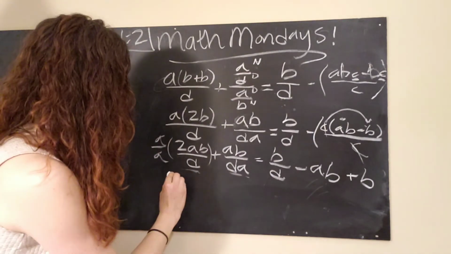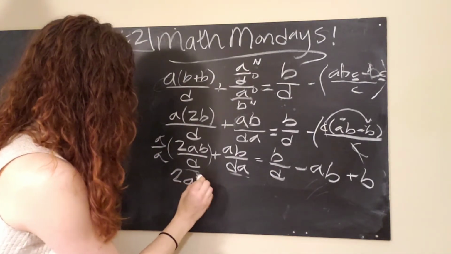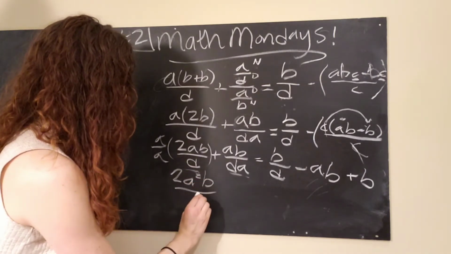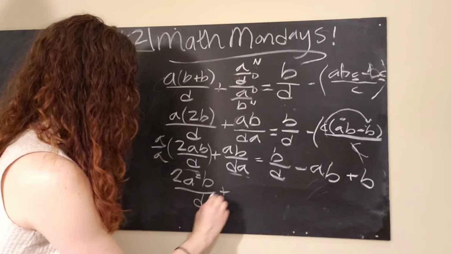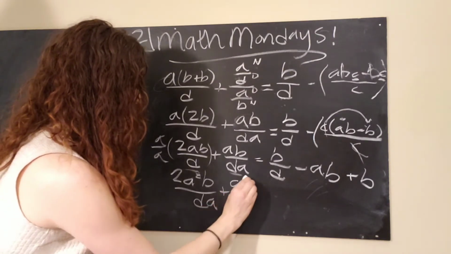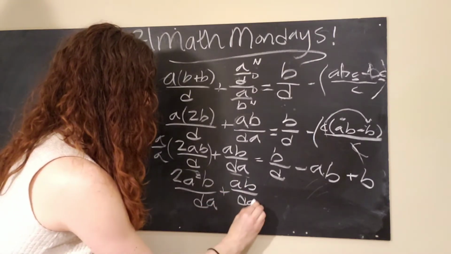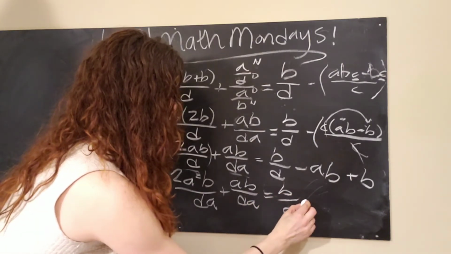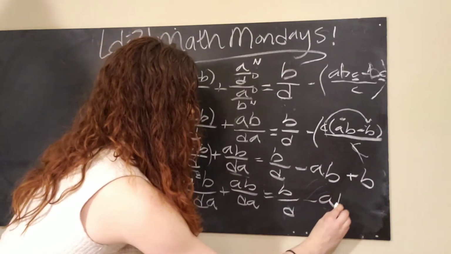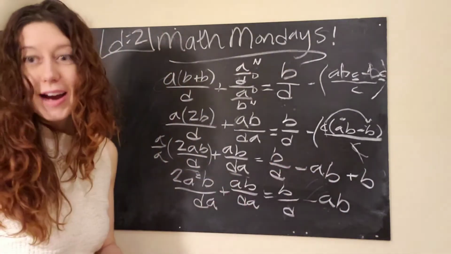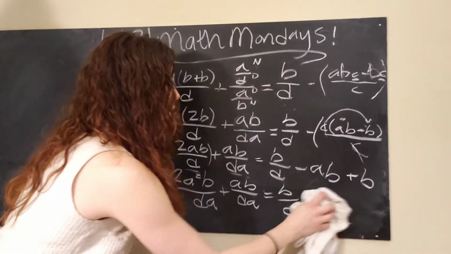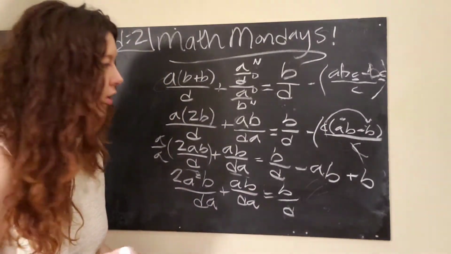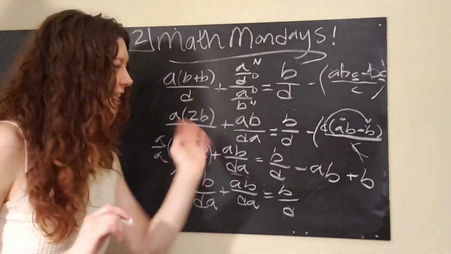Cool. So now we have 2a times a, which is a squared, 2a squared b over dA, plus ab over dA equals b over d minus ab. Well, actually, while we're at it, might as well combine these fractions too. Cool. So this has got a d in the denominator. D in the denominator. Look at that.